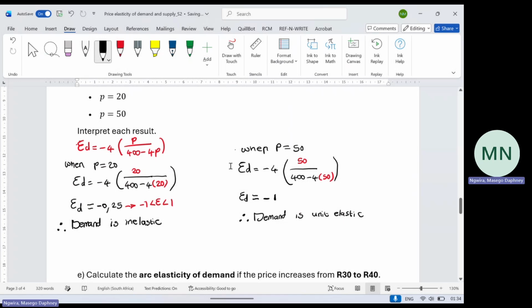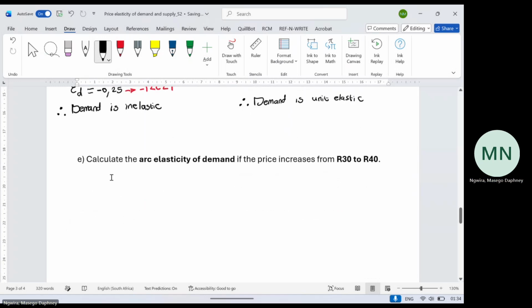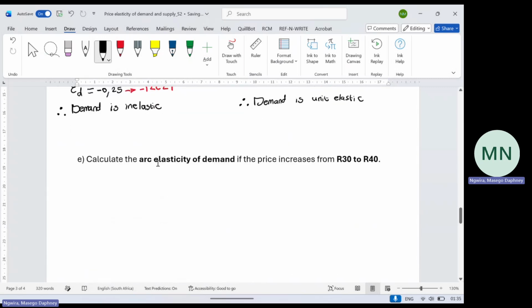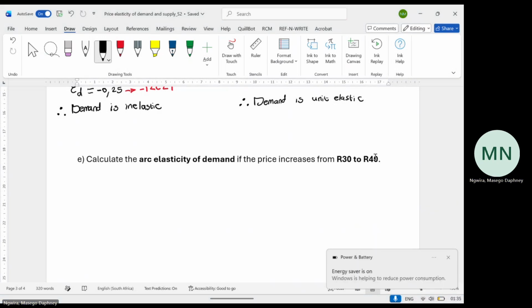And then now we go to E. With E, it says calculate the arc elasticity if the price increases from 30 rands to 40 rands. So if you remember, with the arc elasticity of demand, the arc price elasticity measures the elasticity of demand over an interval. So this is an interval.